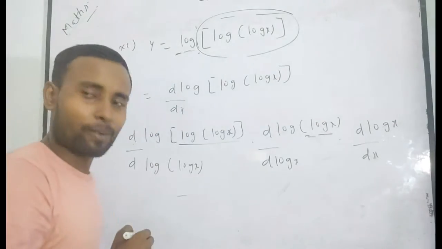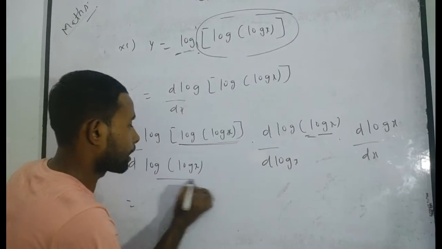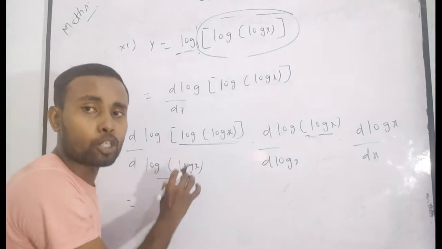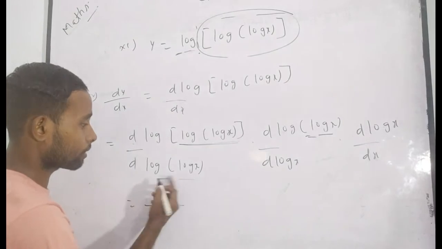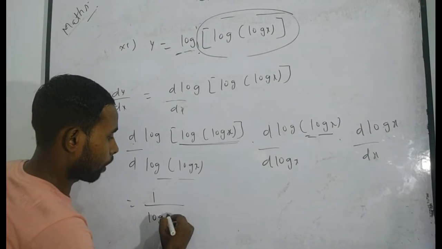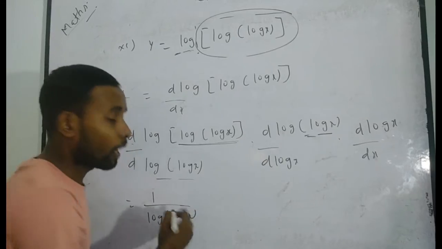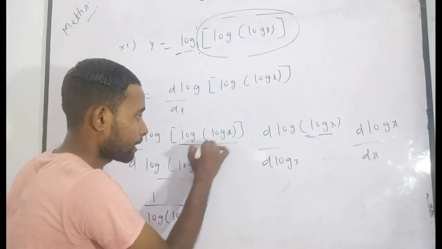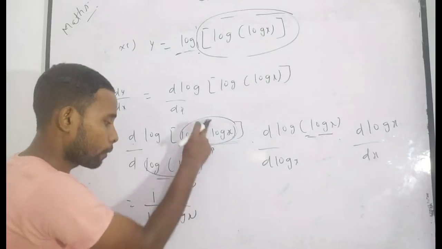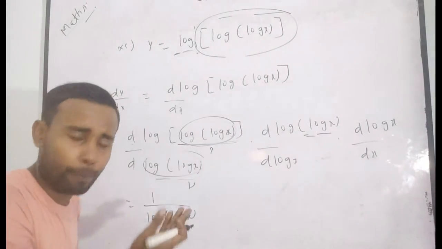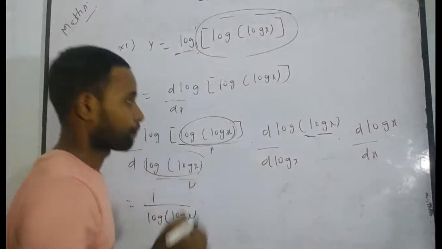I think you understand very well. Now, derivative of log p with respect to p will be what? 1 upon p. What is the value of p? The value of p will be log log x. 1 upon p. This is p, the whole term is p, and this is also p. Derivative of log p with respect to p will be 1 upon p. What is p? p is log log x. I think you understand.